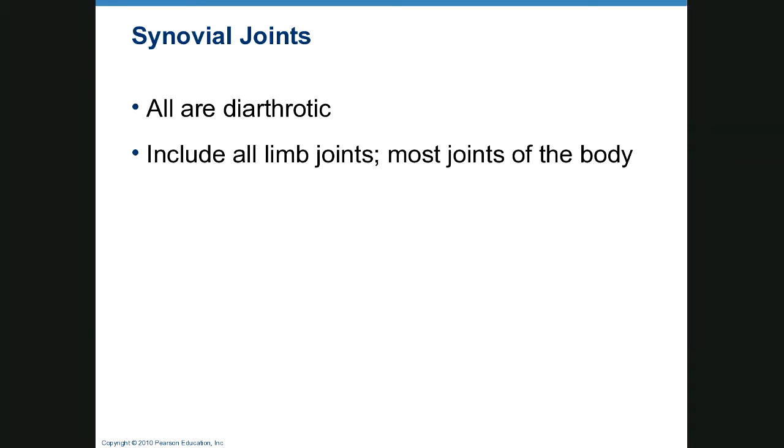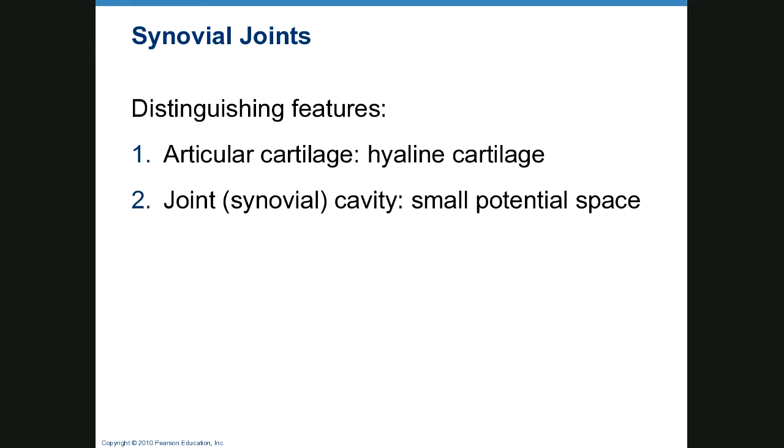Okay, synovial joints. They're all movable, or diarthrotic. That includes limb joints, most joints of the body. They all have articular cartilage, which is made of hyaline cartilage. It's just basically leftover ends from where the bone was originally made of hyaline cartilage in the embryo and the early fetus. The joint cavity is a potential space. It's also called the synovial cavity.